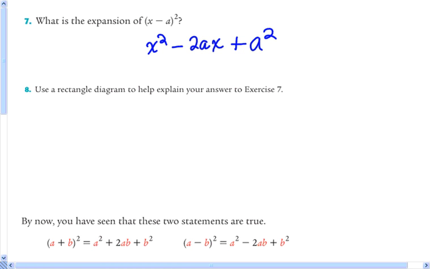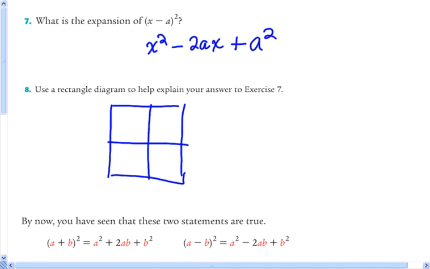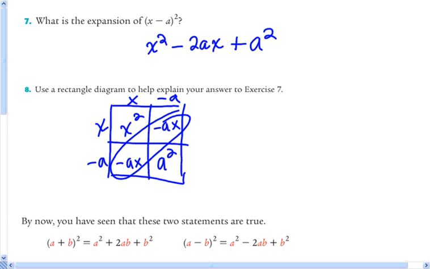And if we were to make a rectangle diagram for that, it would look like this. So we have x minus a, x minus a. We get x squared there, minus ax there, minus ax there, and plus a squared there. And these two we can add together and they make minus 2ax, so that matches that.